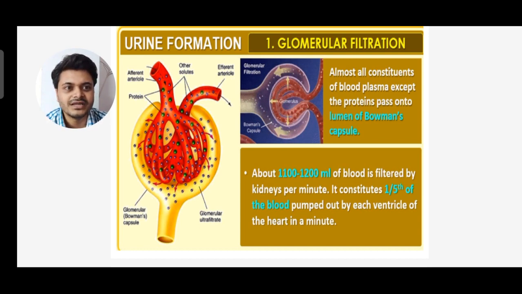About 1100 to 1200 ml of blood is filtered by the kidneys per minute. It constitutes one-fifth of the blood pumped out by each ventricle of the heart in a minute.